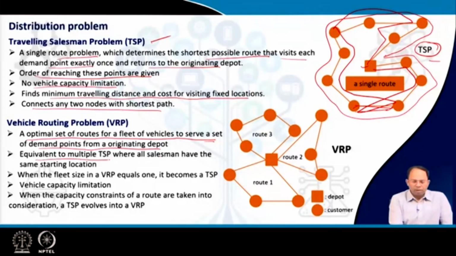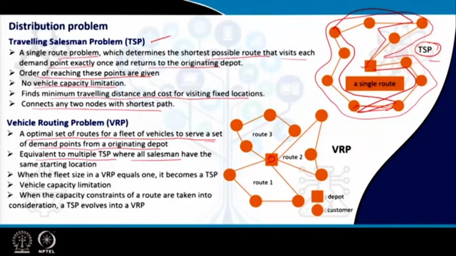This is equivalent to the multiple traveling salesman problem, where all salesmen have the same starting location. So, every vehicle is a salesman. It starts from this same point, goes around and comes back to this particular point. How many vehicles are required depends on the time of start, the time of end, and if one vehicle can serve multiple routes, that can also happen.